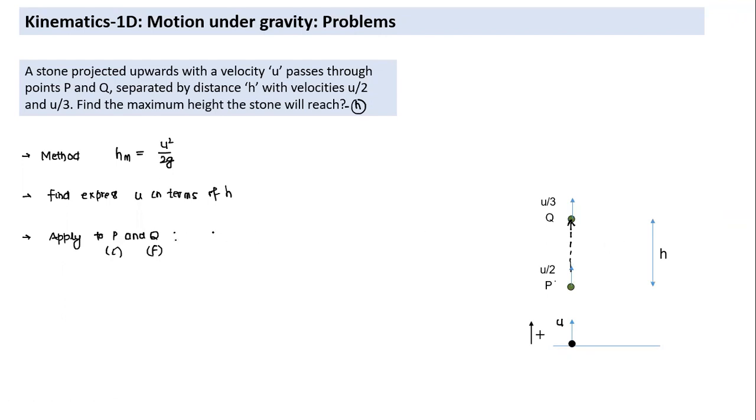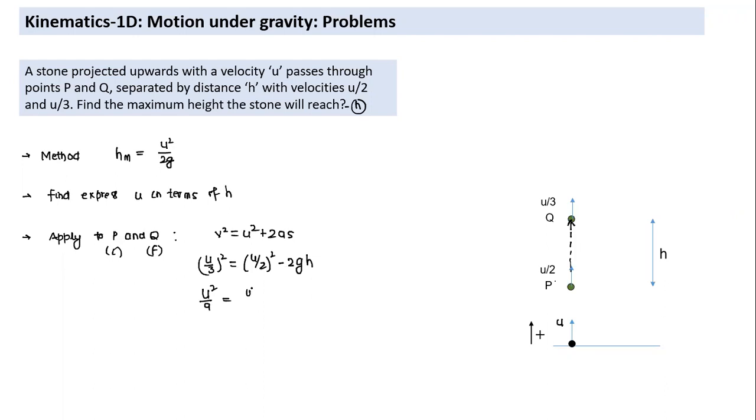So I'll use the equation V square is equal to U square plus 2as. What is V? Velocity at point Q. Let's put the values: u by 3 whole square is equal to u by 2 whole square. And how about acceleration? Since I have taken upward direction positive, this acceleration will come negative. So minus 2 into g, and displacement is plus h. So what do we get here? I have to get u square by 2g, so I'll always keep in mind what we need to find.